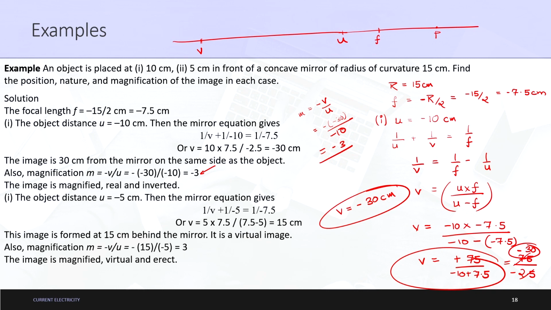Next is the image. The height is magnified, real and inverted. So, the image is magnified, real and inverted, quite evident. Why is it magnified? Because the value of magnification is greater than 1.